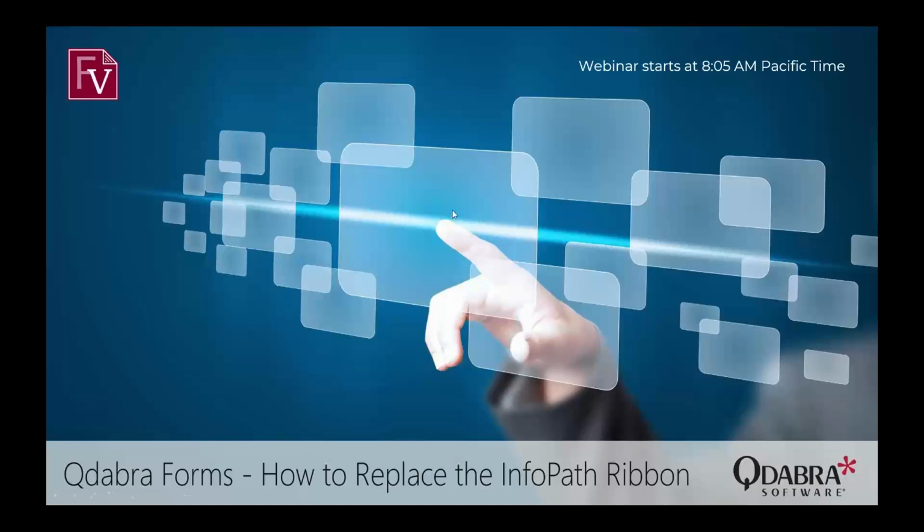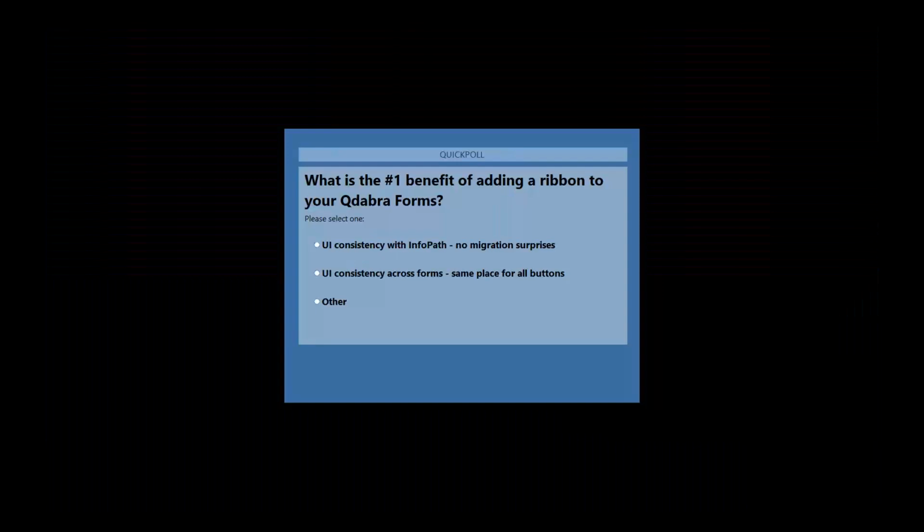So before we get started, I just have a quick poll for you today. We're just going to jump to the chase and ask you this question. What is the number one benefit of adding a ribbon? There's just two answers, unless you've got something that I can't think of, which would be other. So there's three answers, actually. The first answer is UI consistency with InfoPath filler or InfoPath list forms. In other words, we'll show how InfoPath list forms use a ribbon here in a minute. The other possible reason would be consistency across all of your forms.